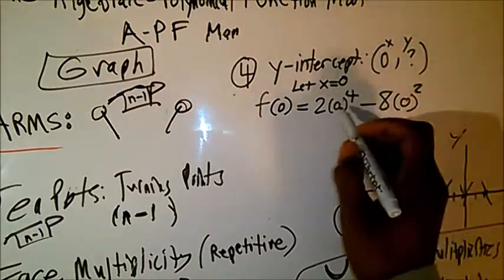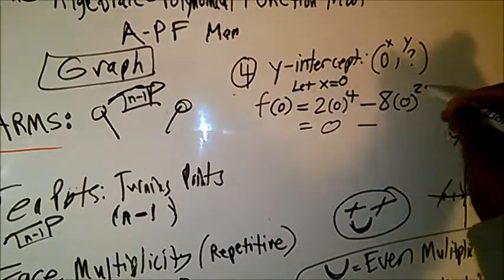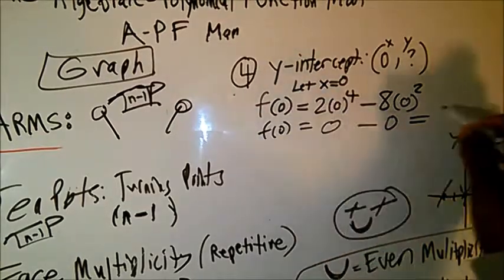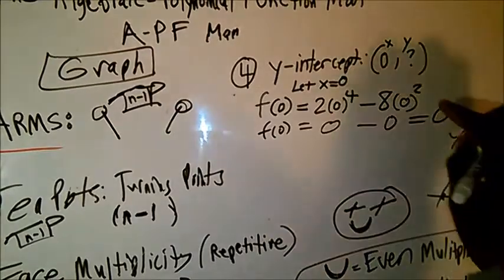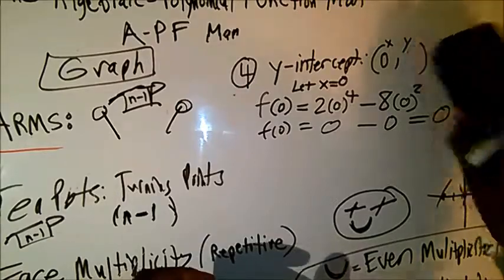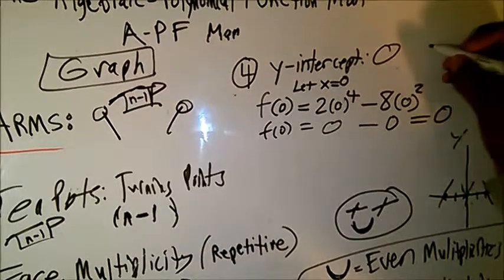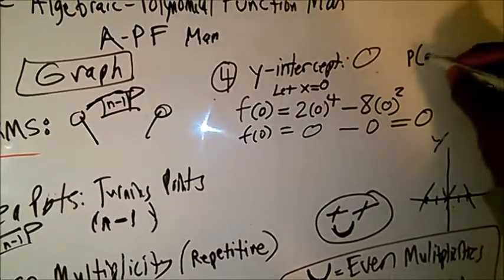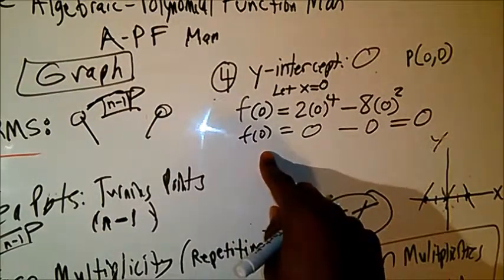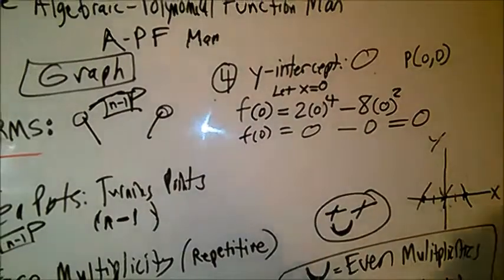0 to the 4th power is 0, right? 0 times 2 is 0. Okay. 0 to the 2nd power is 0. 0 times 8 is 0. So our answer of f of 0 is equal to 0. So our y-intercept is 0, and the coordinate point for the y-intercept is (0, 0). And f of 0 equals 0. Okay, that's the coordinate point. So that's the last thing we need to find out.